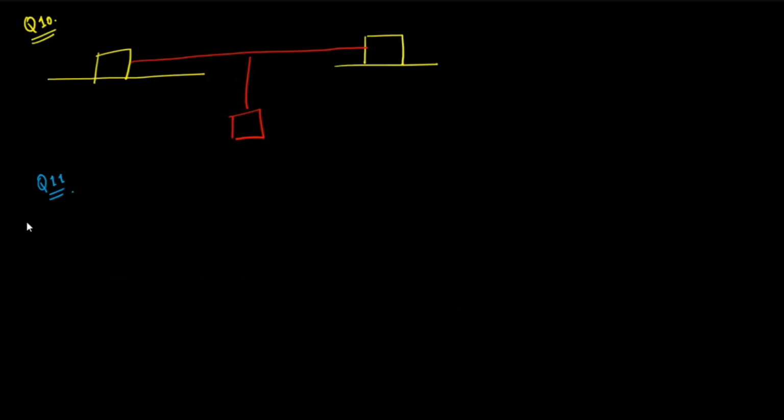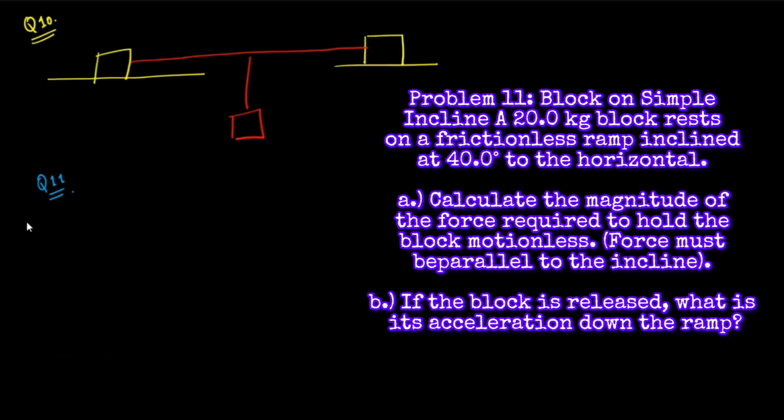All right, then let's move to the third section, that is inclined planes, frictionless. That is the important part. There is no friction. So, block on a simple incline means that there must be some inclined plane like that, and there must be some angle of the plane. The question says that a 20 kg block rests on a frictionless slab inclined at 40 degrees to the horizontal. Calculate the magnitude of force exerted to hold the block motionless.